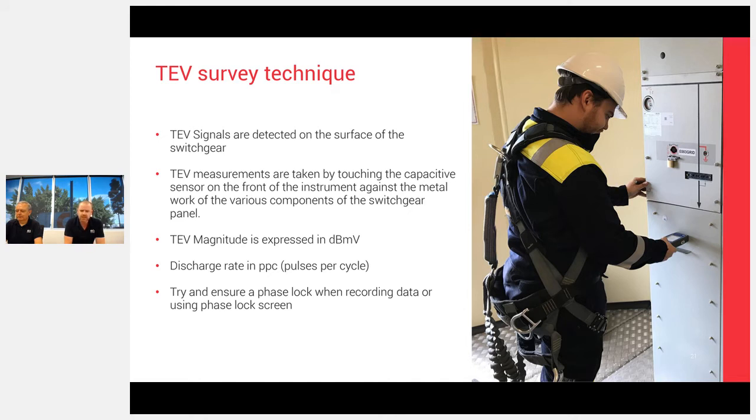When you're running the test, what you can see on your screen is you will get a TEV magnitude, which is expressed in decibel millivolts. A lot of people just say decibels, but it is decibel millivolts. You'll also see another number, that's the discharge rate, and that's your pulse per cycle count, or your PPC count. And what that's telling you is how often per sine wave, per one cycle, that discharge is occurring in your top 10 decibels of your reading. Okay, and again, we've spoken a fair bit about getting a phase lock, but we've got written here, try and ensure a phase lock when recording data to capture it.